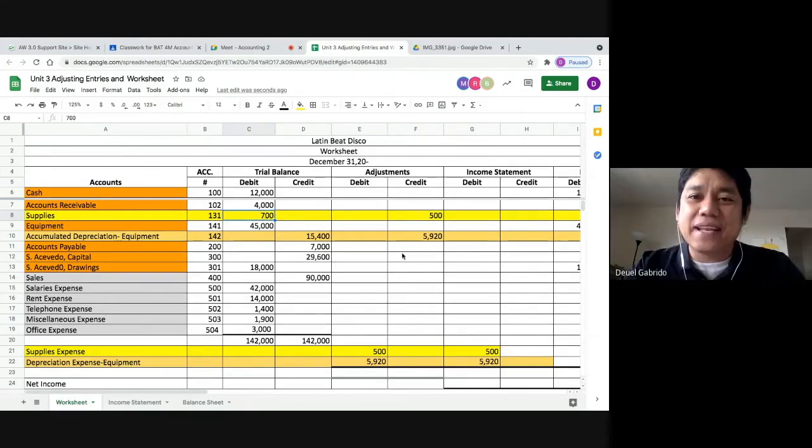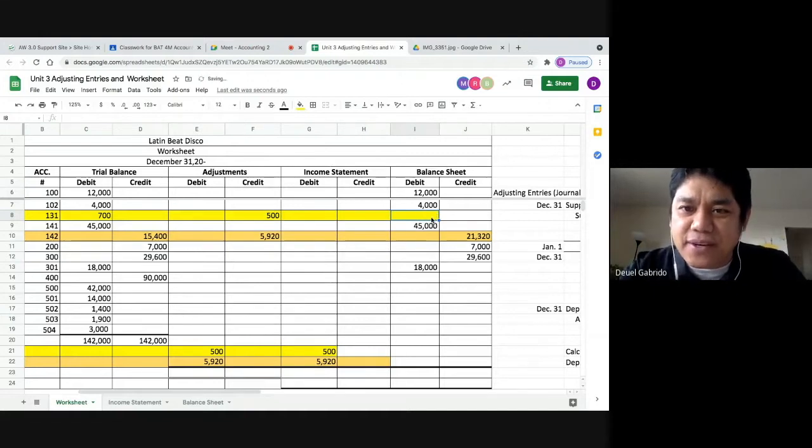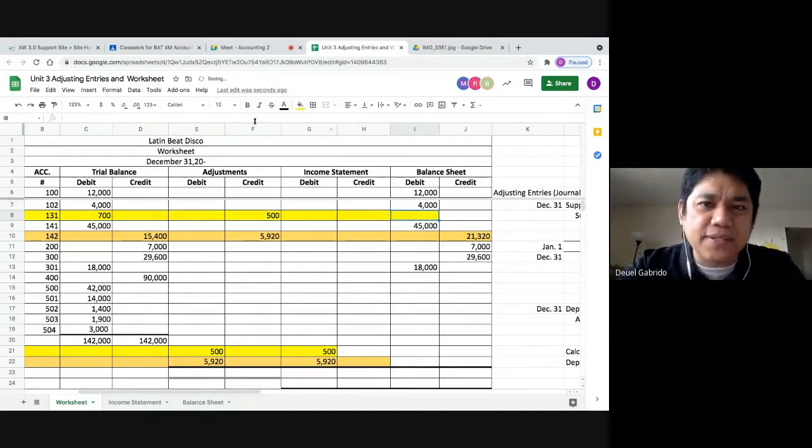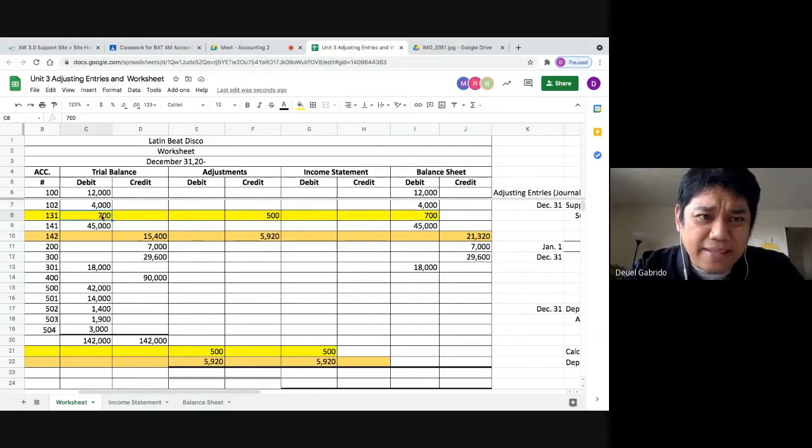Let's say for instance we do not update it. Let's say in the supplies, we put 700 here instead of 200. Look, I'm going to erase. Let's say I put 700 still here, like the beginning balance. What do you think? Is that right? No, it's not right. Why?